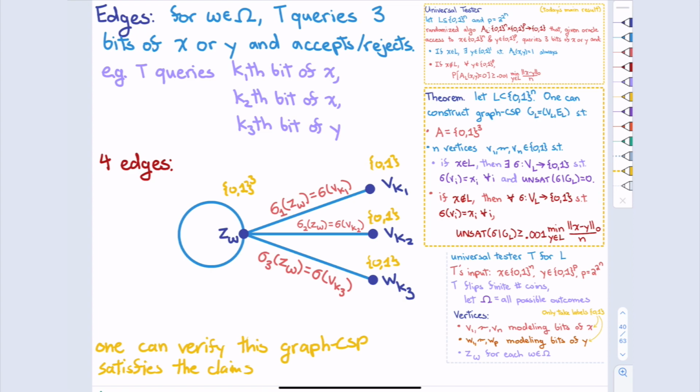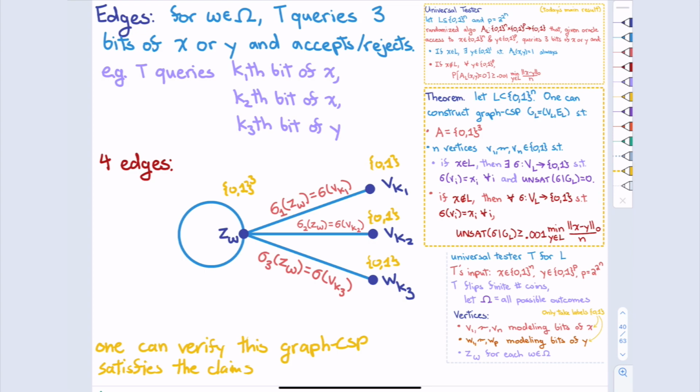Remember, for a particular omega, t would query those 3 bits, look at those 3 bits, and then decide something. What I want to say is that if t is going to reject x, then at least one of these constraints that we're making fails. So far we've made 3 constraints, which just make sure that the bits of z omega match the bits from x and y.